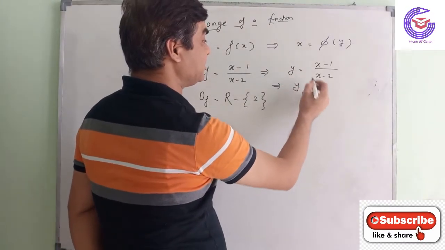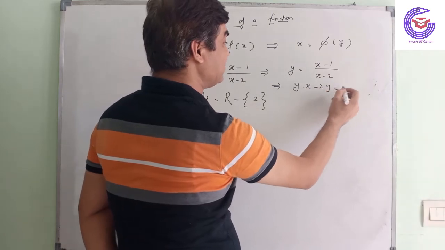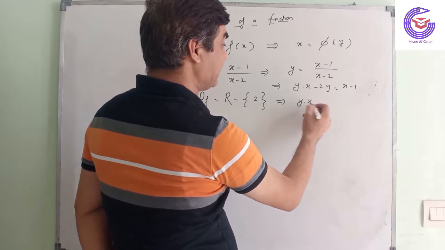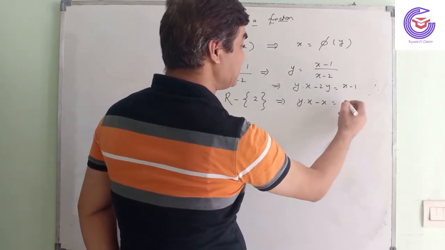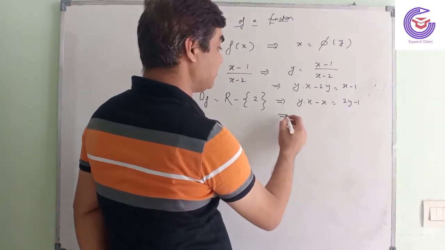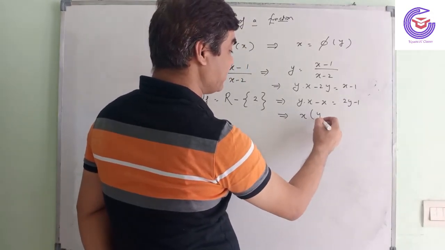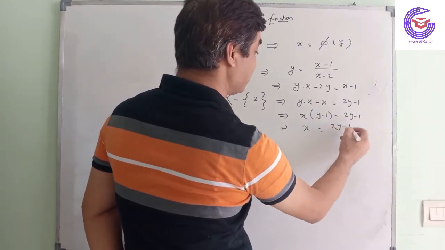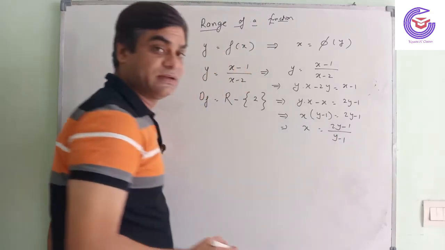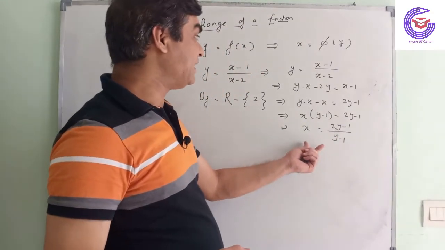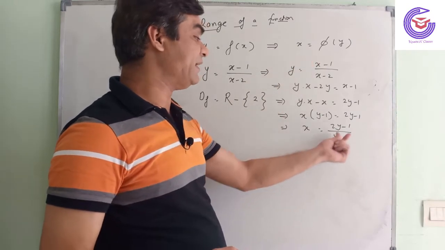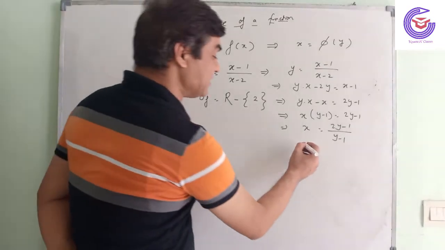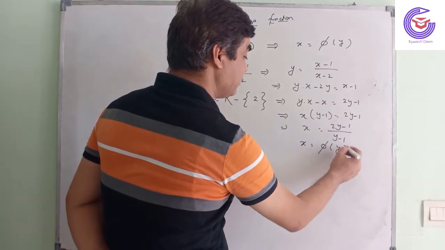If you cross multiply, yx minus 2y is equal to x minus 1. Put x terms on this side and y terms on that side. Taking x as common, x(y minus 1) is equal to 2y minus 1. Now this has become x is equal to (2y minus 1) upon (y minus 1). So you see very clearly that this function has been converted with y as the independent variable and x as the dependent variable. So here x is equal to a function of y.